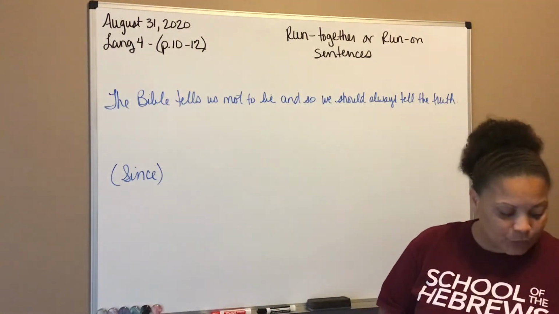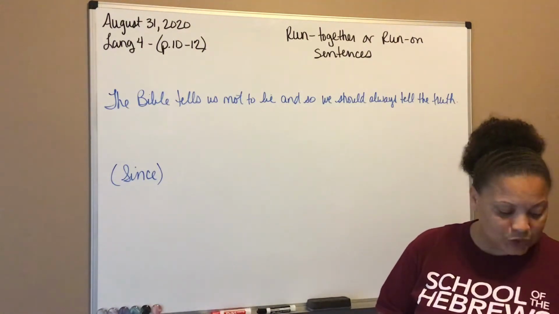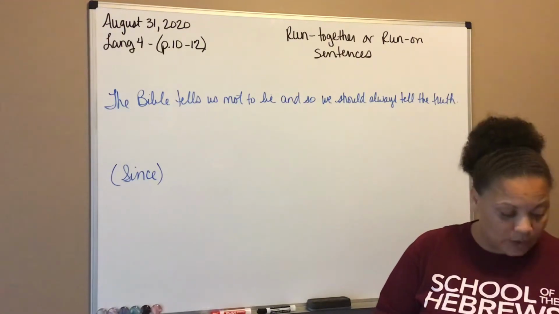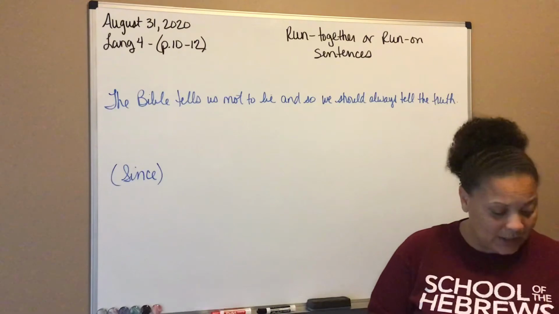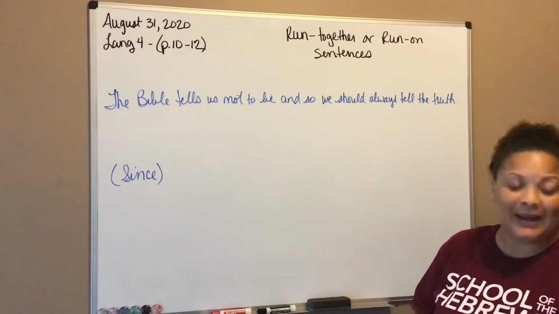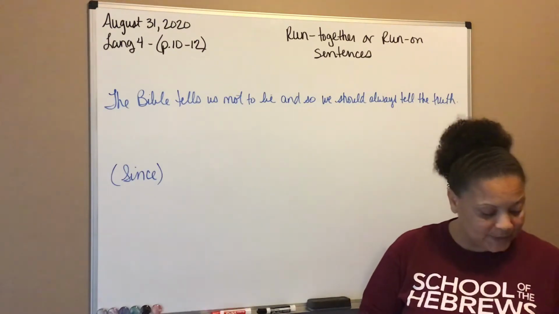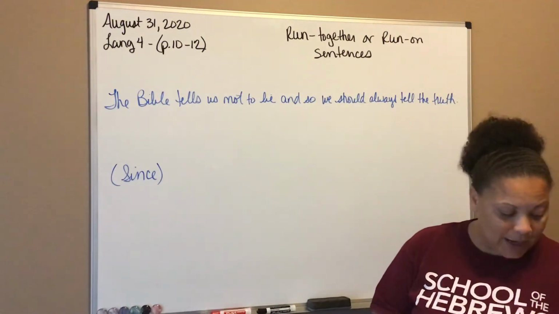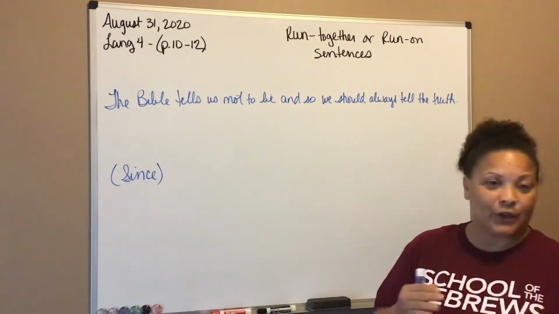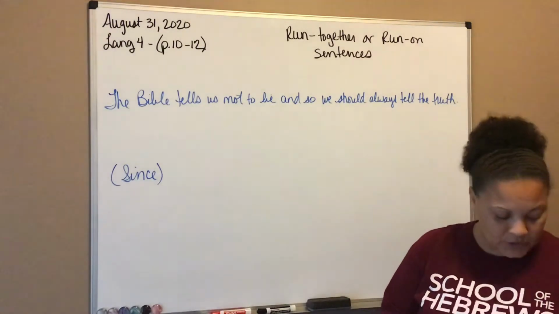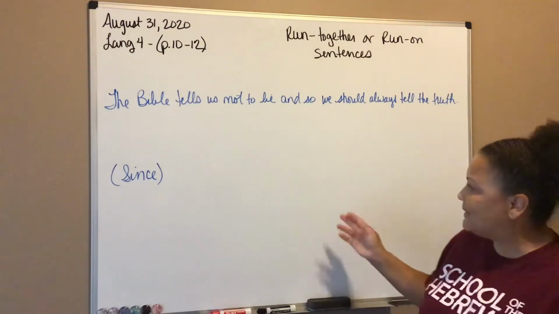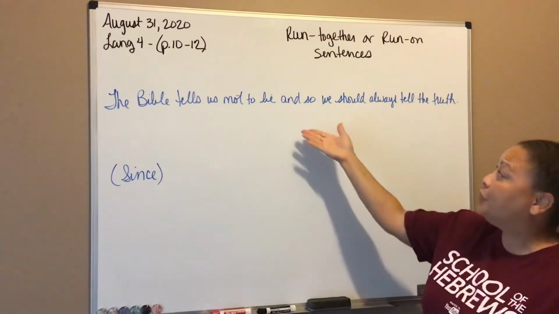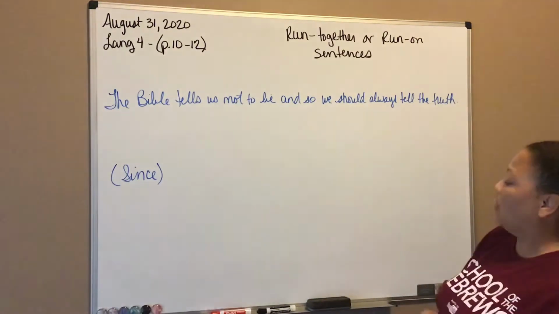So Think says to rewrite the following run-together sentences using the two steps that we just learned about. One, leave out any "and so"s and "and then"s. And secondly, add capital letters and end marks to the new sentence. So then it says draw a line through the "and so" or "and then" and rewrite the sentence on the lines underneath. Okay, so for example, the first one says, "The Bible tells us not to lie, and so we should always tell the truth."